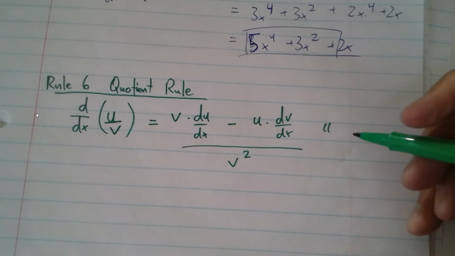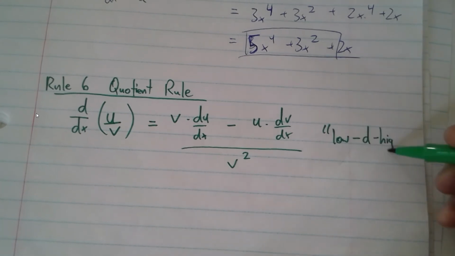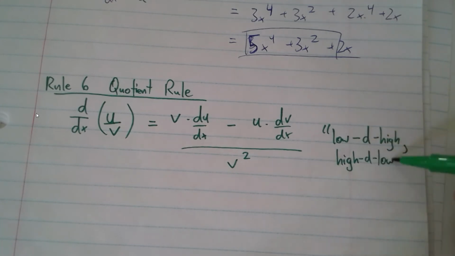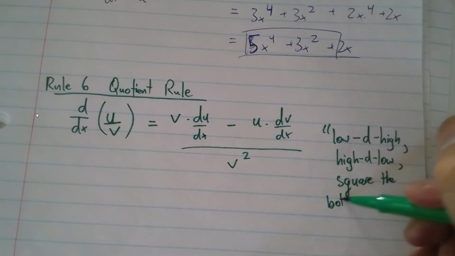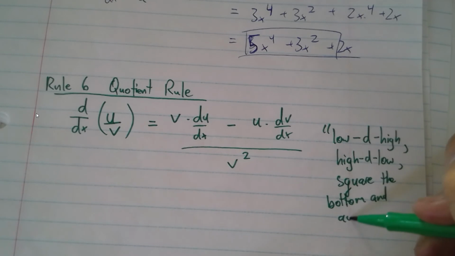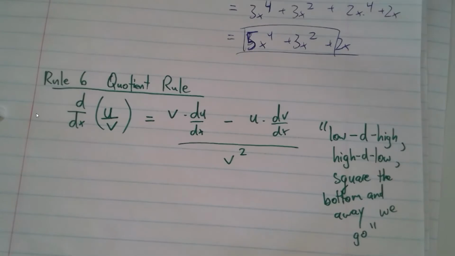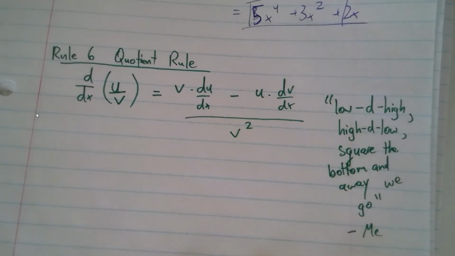Back in my time, this is what we used to say, okay? I call this low D high, comma, high D low, square the bottom, and away we go. It's an all famous saying by me. Okay, I didn't make it up, but someone else did for sure. So that's what we used to say in the old time. Low D high D low, square the bottom, and away we go.